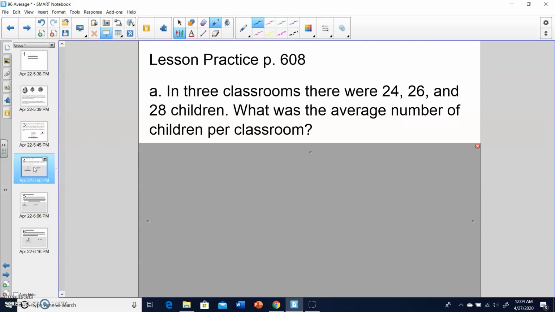Okay, let's try lesson practice. Remember, the first step in finding average is to add to find the total, and then you divide by the number of groups there are. Okay, so first add all the numbers together, and then the second step is to divide by the number of groups you added. Okay, so in 3 classrooms, there were 24, 26, and 28 children. What is the average number of children per classroom? So go ahead and give finding the average of that a try.